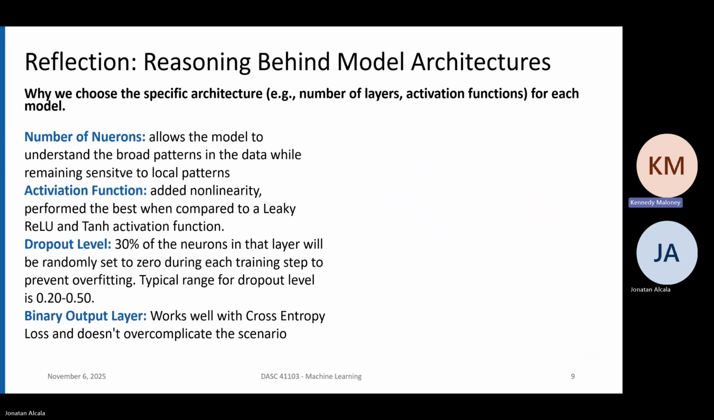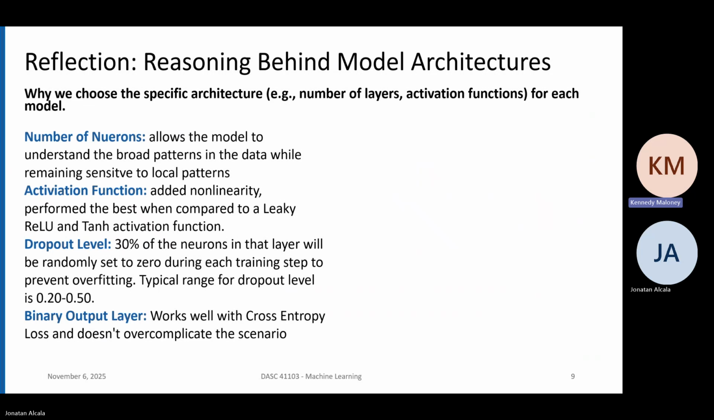Yeah, and when it came to the reflection questions, the first one was asking why we picked the model architectures that we chose. To summarize this slide, it's because it's what turned out best with candidate B when compared to the other candidates. The number of neurons allowed the model to understand the broader patterns in the data while remaining sensitive to local patterns. For the activation function, it added nonlinearity and it performed the best when compared to a leaky ReLU or the tanh activation function.